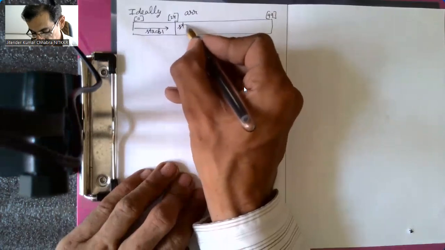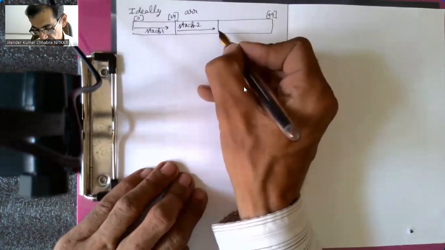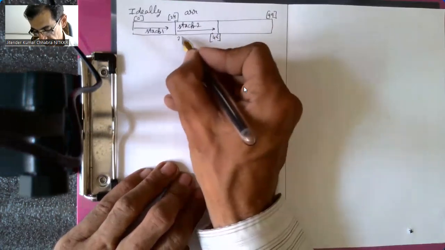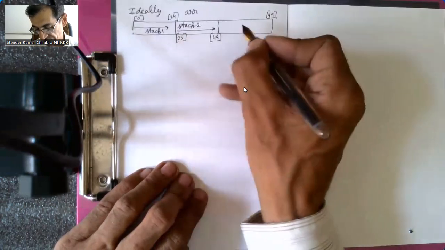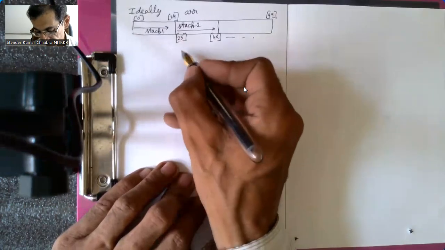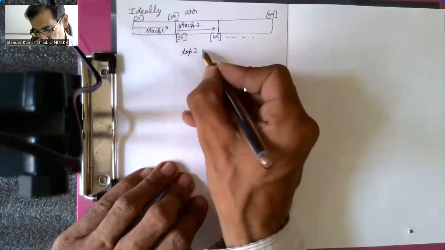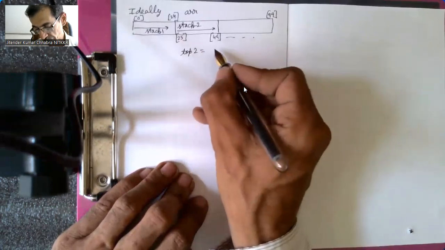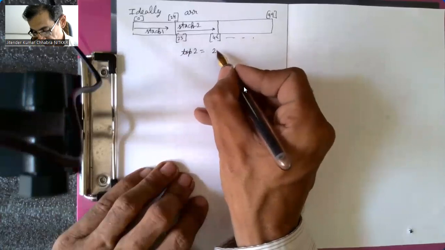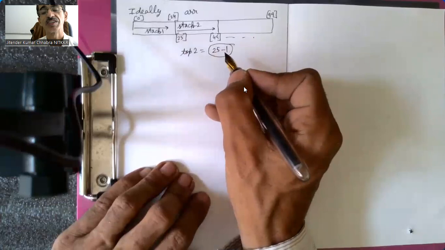Stack 2, 25 to 49. That again tells your empty condition, your full condition, and so on. So ideally, everything is defined. For example, in this case, my top 2 should be equal to 25, or 24 to be precise, because from 25th onward, this will be saved.